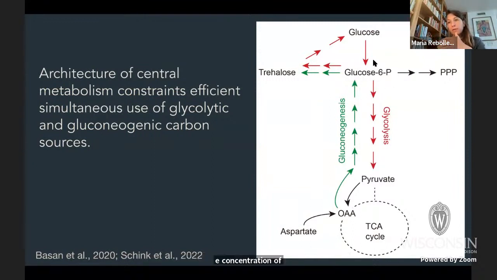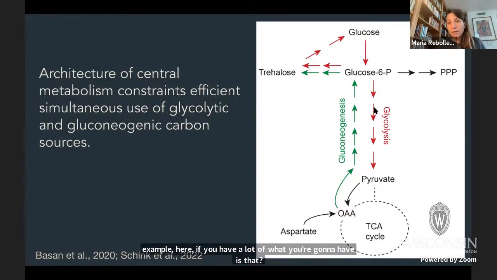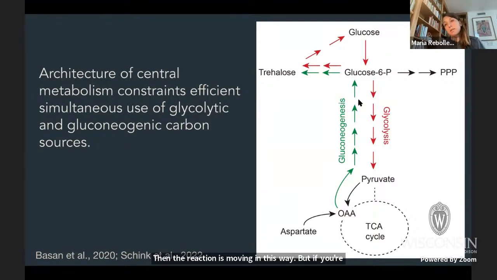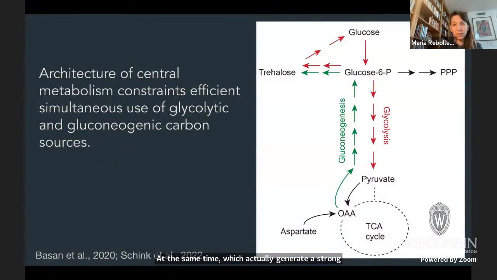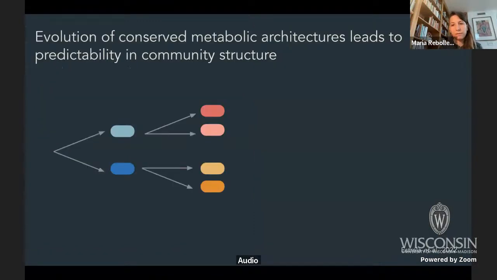for example, here, if you have a lot of glucose 6-phosphate, then the reaction is moving in this way. But if you're also producing the next thing here, then you don't have a gradient of concentration that fuels the reactions. And what you start getting is a lot of futile cycles. And so it's not really efficient to do both at the same time, which generates a strong pressure to specialize in either one direction or the other if you are using mostly the central metabolism for your carbon acquisition.